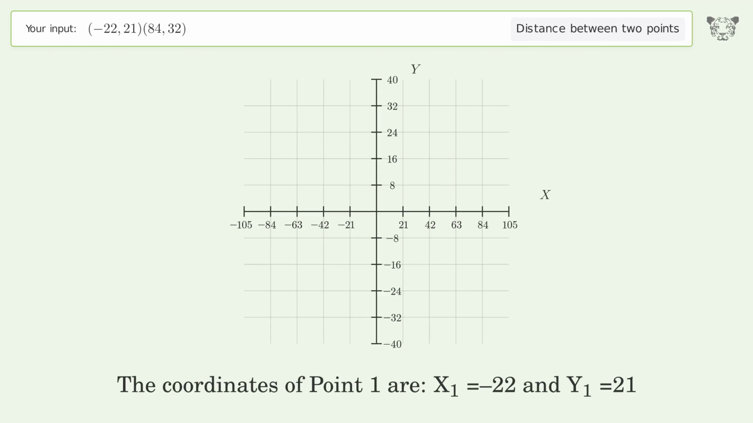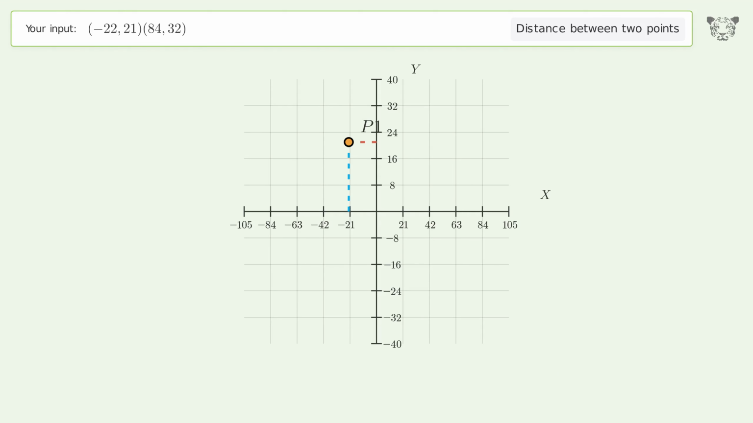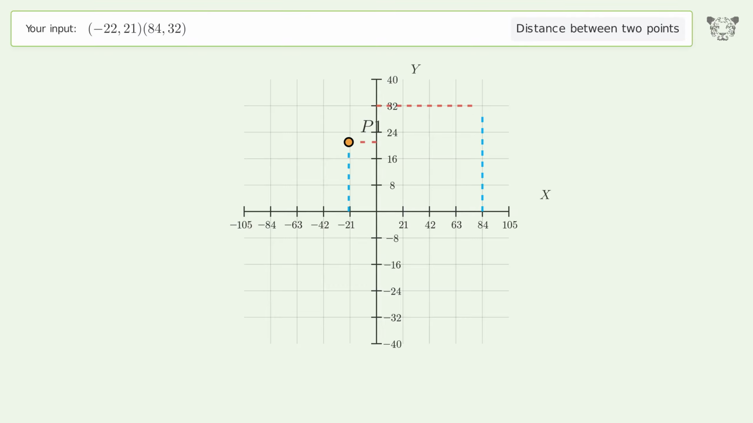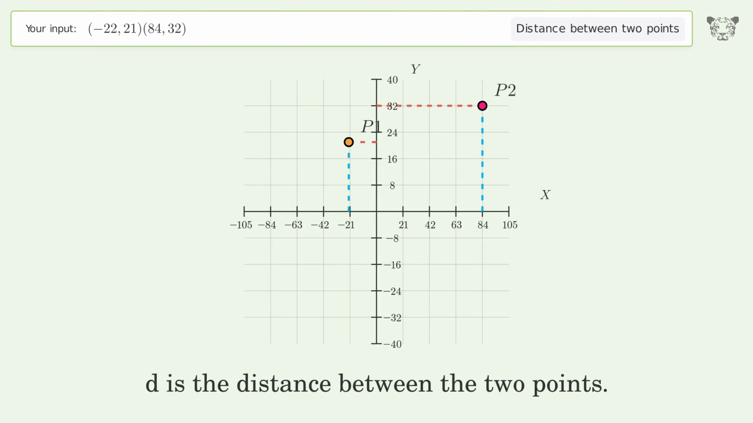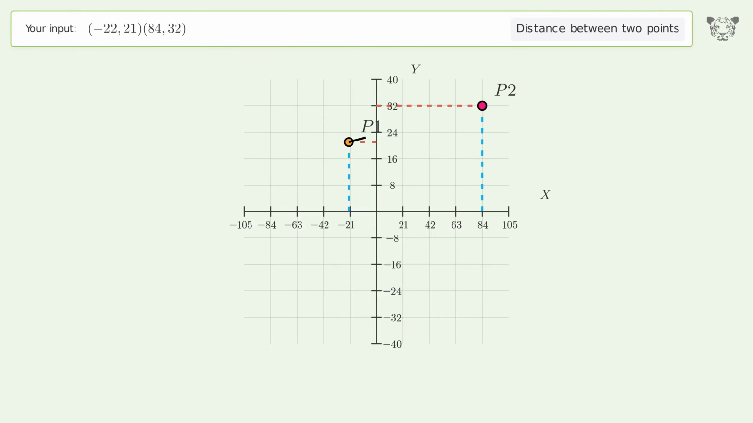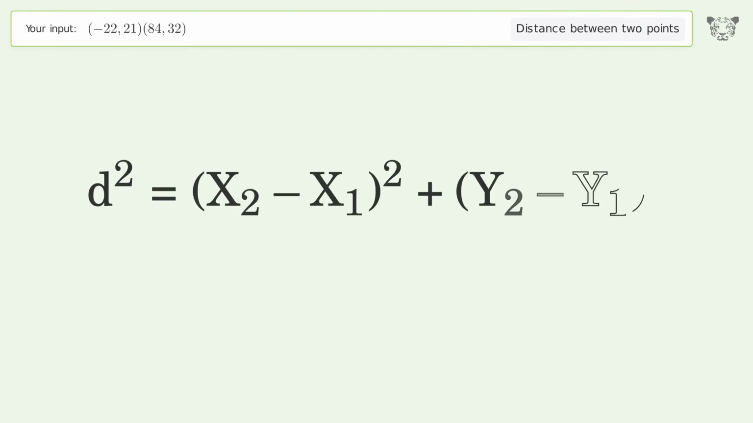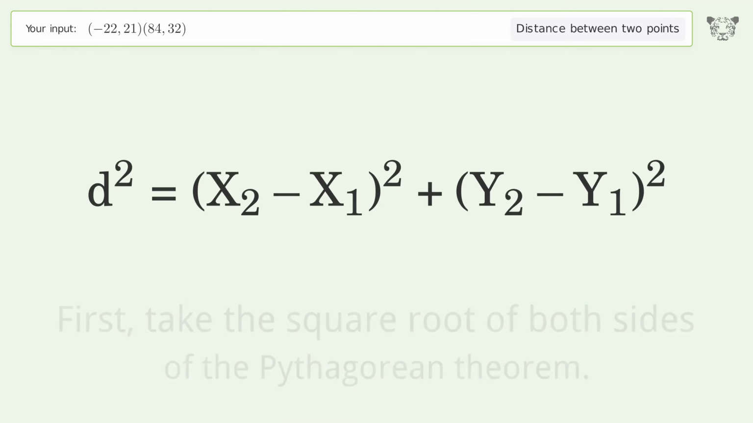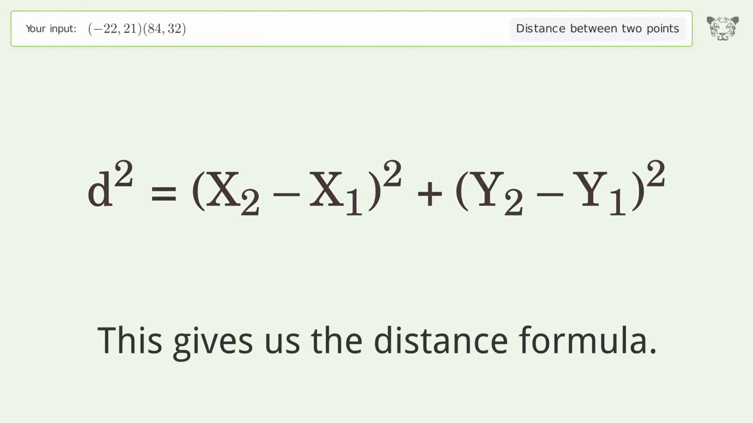The coordinates of point 1 are x1 equals -22 and y1 equals 21. The coordinates of point 2 are x2 equals 84 and y2 equals 32. D is the distance between the 2 points. First, take the square root of both sides of the Pythagorean theorem. This gives us the distance formula.